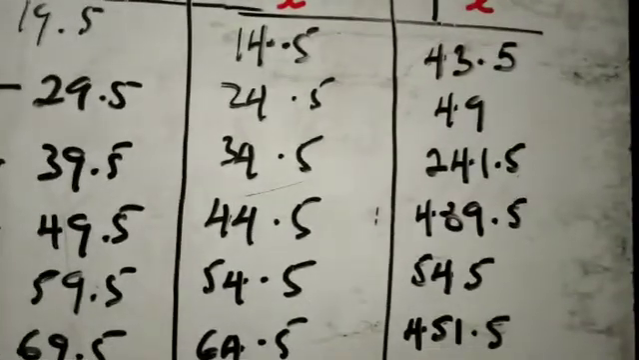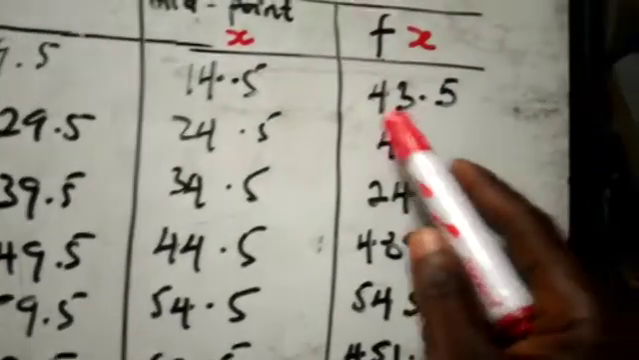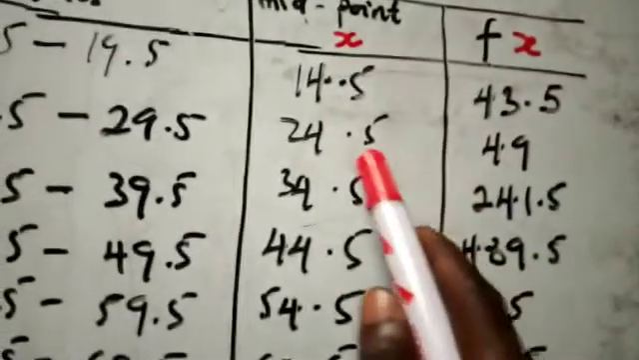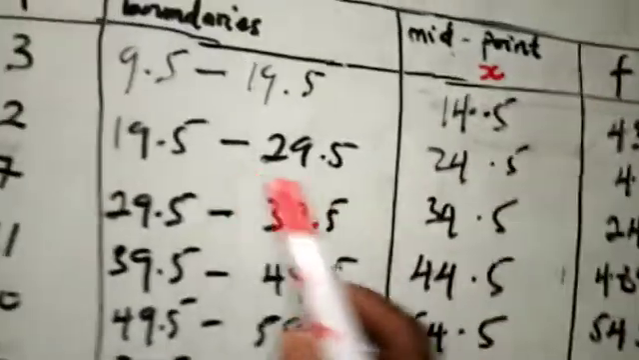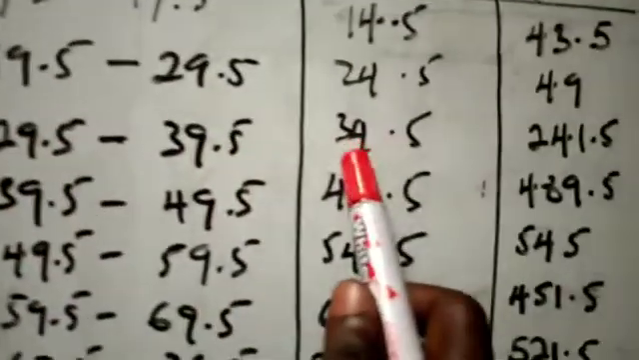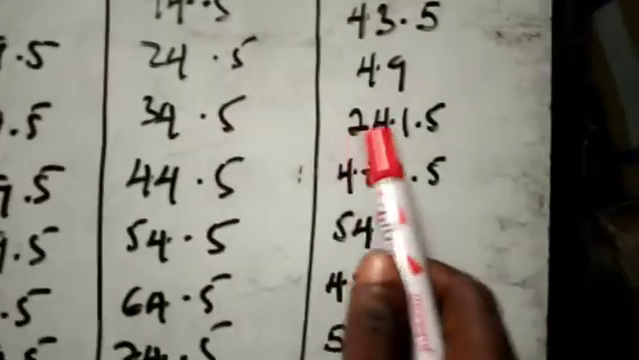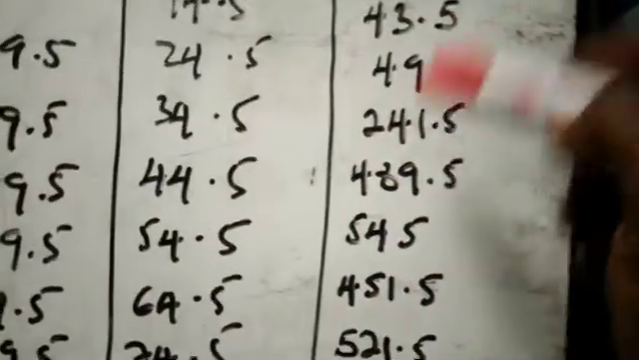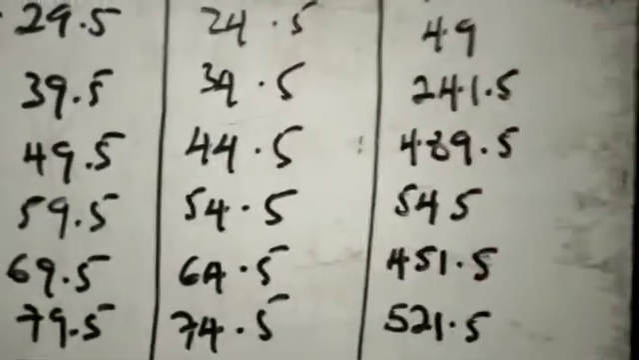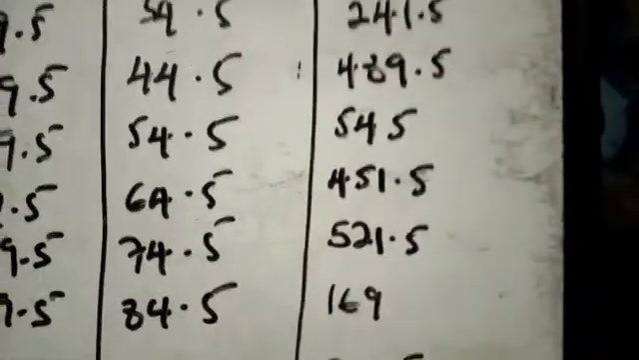After multiplying, you should get something like that. That's 43.5 and then 49. So you know what we are multiplying: we are multiplying this 24.5 by 2. So line by line, 7 multiplied by 34.5 will give you 241.5, and so on and so forth. So when you multiply, you should get something like this. If you are getting different answers, just comment down below. We are ready to help you.